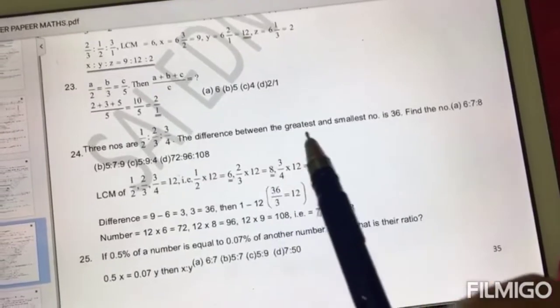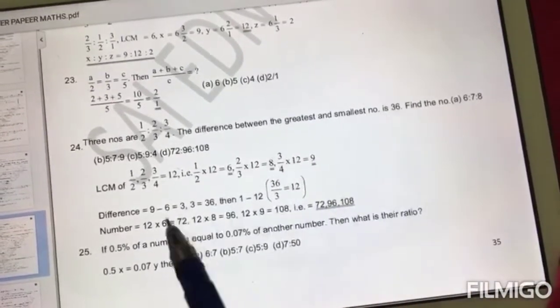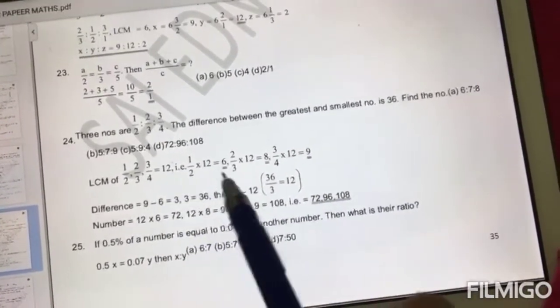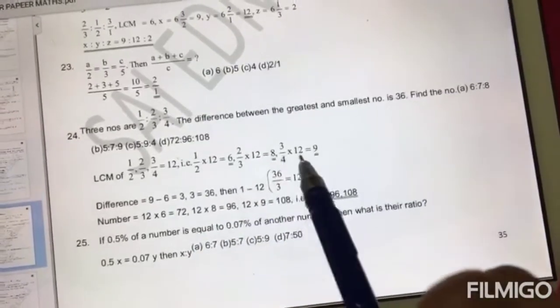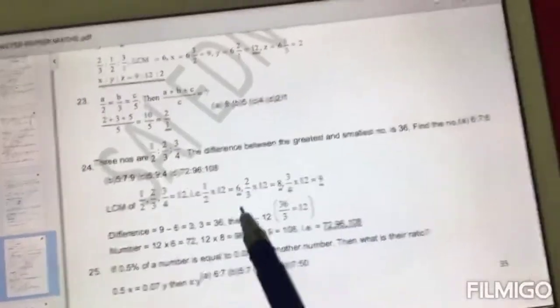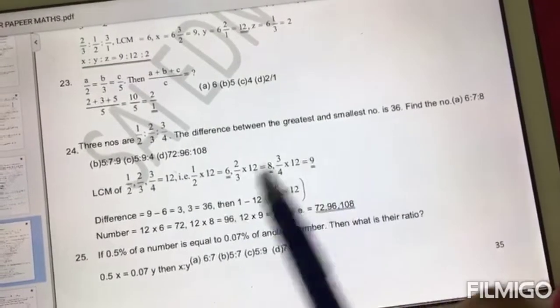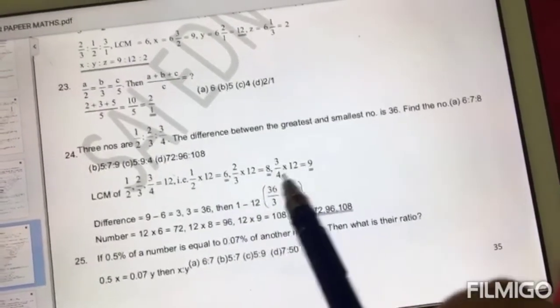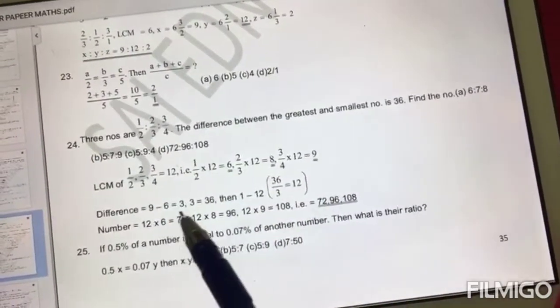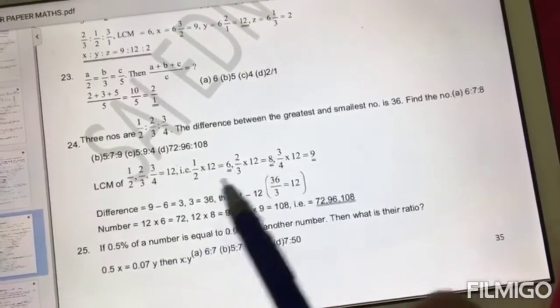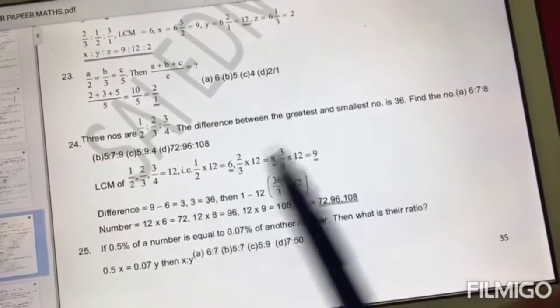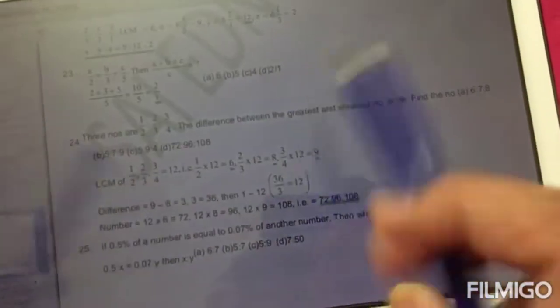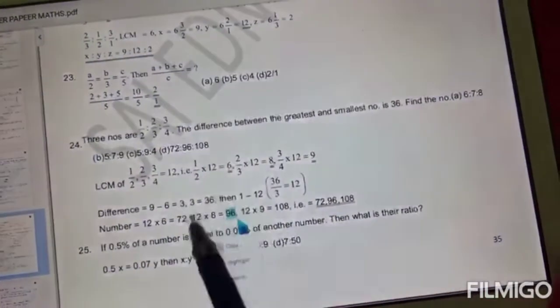The difference between the greatest and the smallest number is 36. As per this ratio, after getting the LCM, remember these are not the actual numbers, these are just ratios. What is the greatest number? 9. What is the smallest number? 6. So the difference between 9 and 6 is 3 as per the ratio. But in reality, the difference between the greatest and the smallest number is 36.